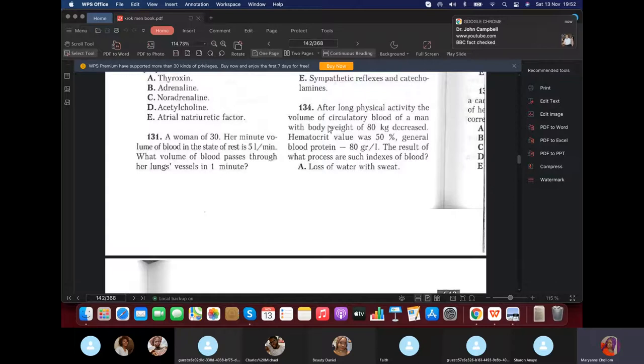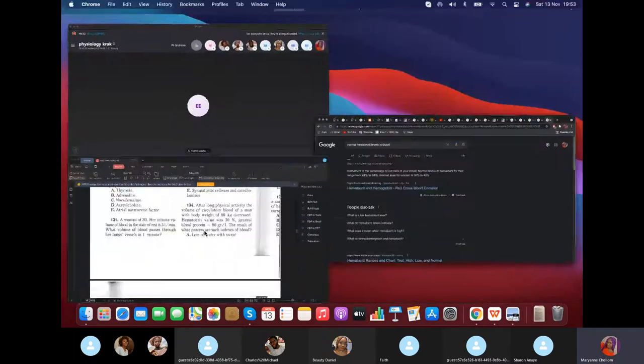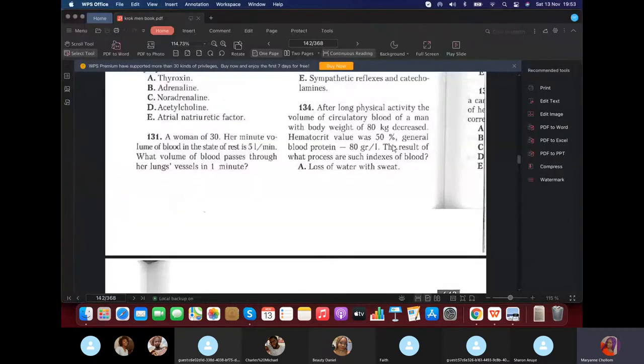After long physical activity, the volume of circulatory blood of a man with body weight 80 kg decreased. Hematocrit was 50%. General blood protein is 80 gram per liter. The result of what process caused this index? So I didn't explain this. I think we'll do this in part of physiology again. This hematocrit is high. I think your normal hematocrit is meant to be just 40 to 45. So here, they say 50.